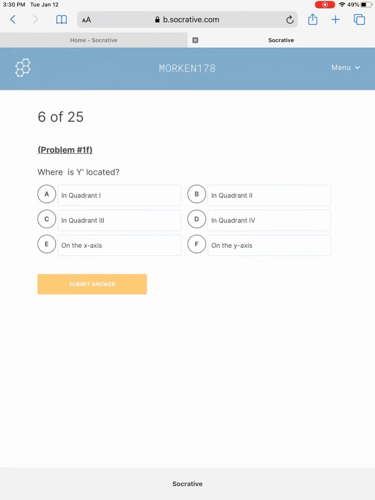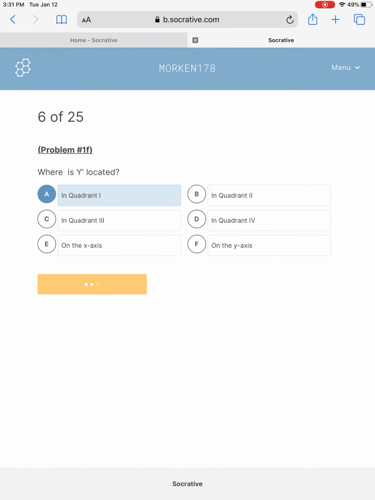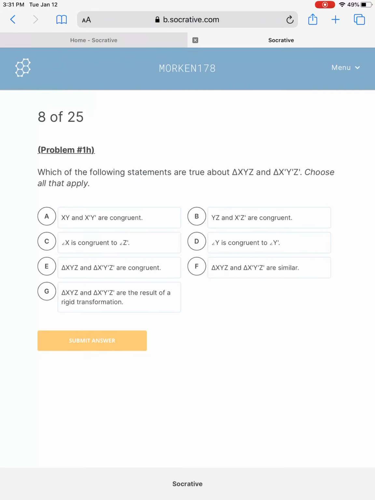Where is Y prime? It is also in quadrant 1. Notice X prime, Y prime, Z prime, they are all in quadrant 1. So quadrant 1, and Z prime is also in quadrant 1. Okay, notice I am now on 8 of 25. So let's think about this.